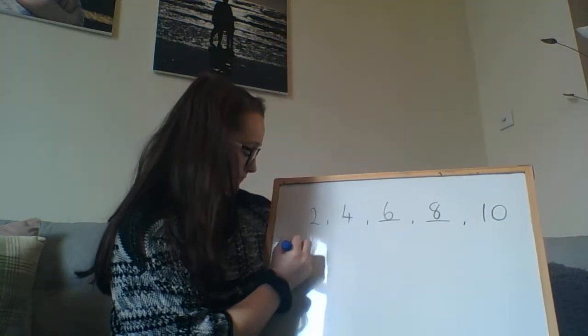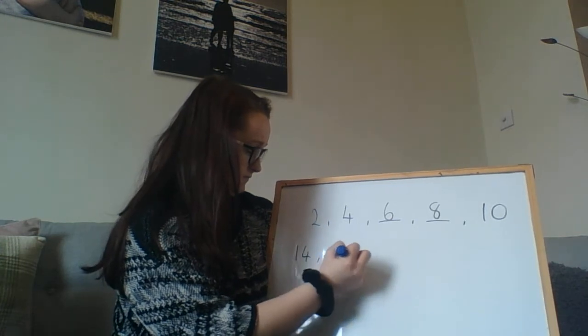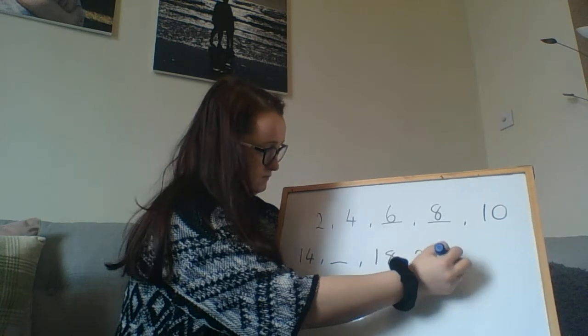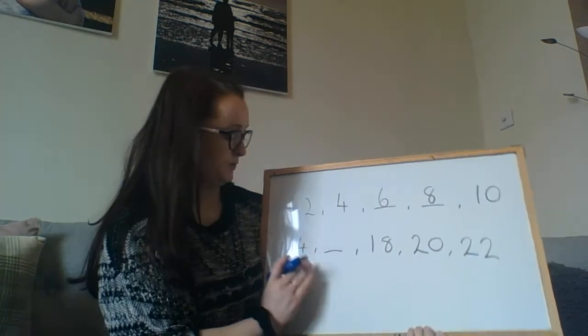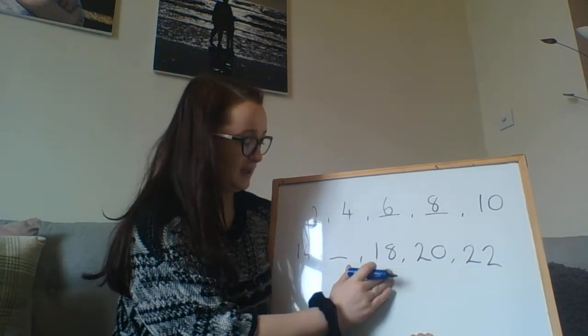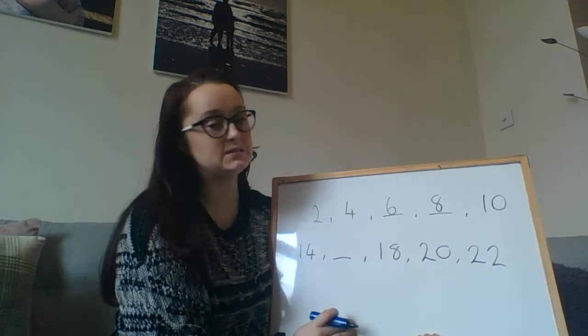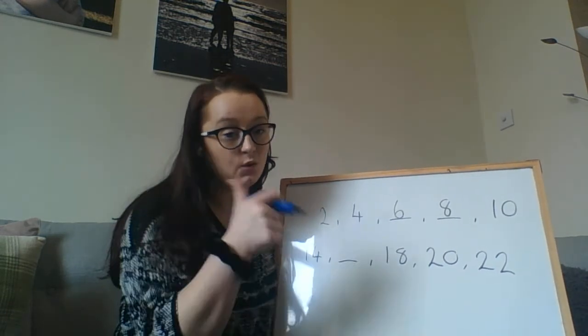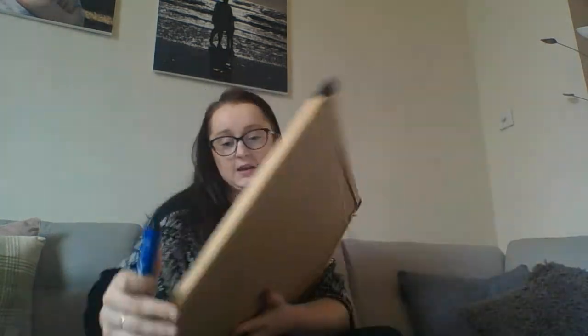Let's try this one. So we've got 14, 18, 20, 22. What do you think this missing number might be? If you said 16, well done Year 3. It would be 16. So we've done our 2's there. They can be in various different ways. Just because the 2 times table goes up to 24, it doesn't mean that the numbers don't go higher. We can still count in 2's higher than 24.